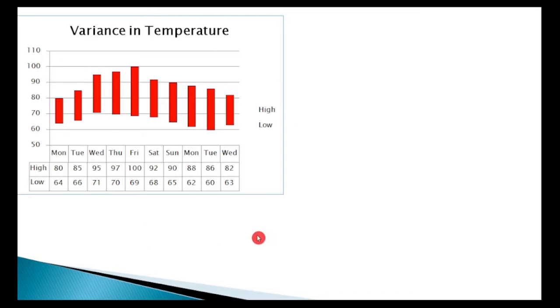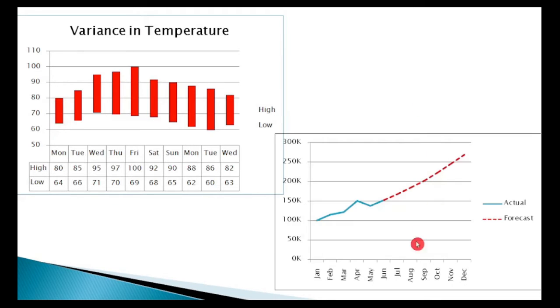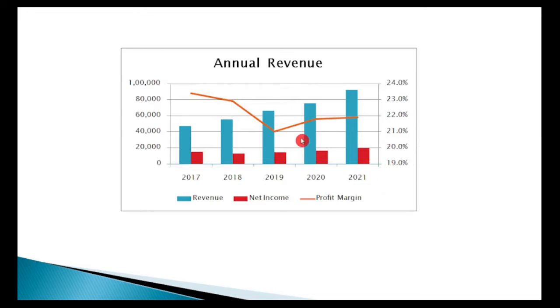This is an interesting example where the columns rise above the horizontal and show you the low and high temperature appropriately. Here you can see that you have a chart showing the actual values as well as the forecast. Here you have the bar chart and another line showing the profit. Why should we go for this combo chart?